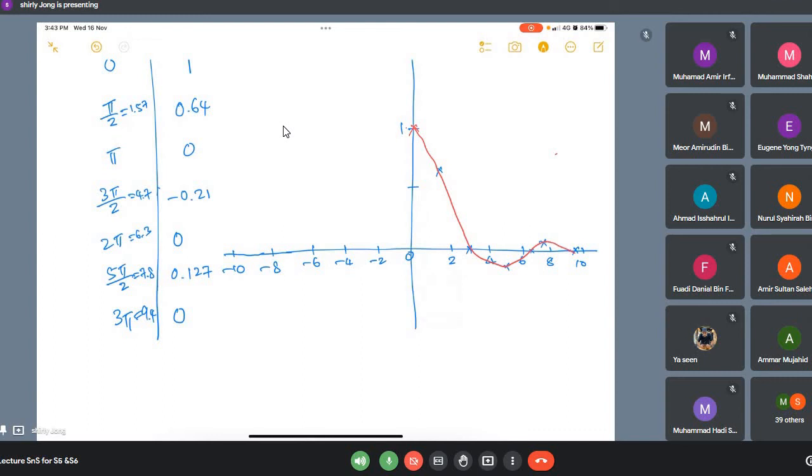Okay, approximately like this. So the left hand side is also the same. Somewhere here, and then you got something here. Okay, somewhere here, and somewhere here. So okay, like this. So this is the sine x. Okay, this is the sine x. You can plot it.